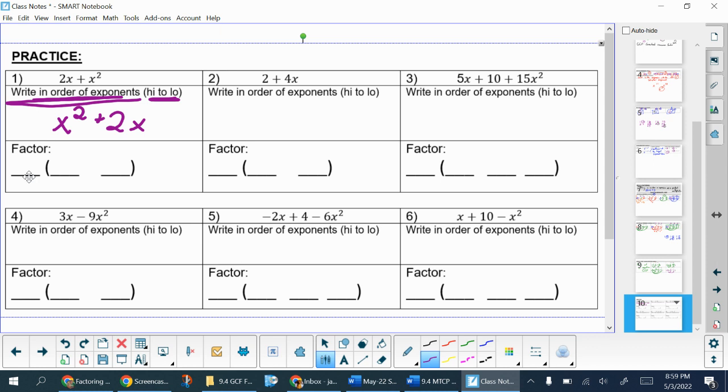Find the GCF. Ask yourself that question. What do I multiply to get x squared? What do I multiply to get 2x? So pause the video now. Come back when you're done or with 5 minutes left to check on your answers.